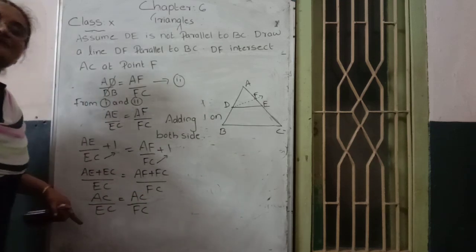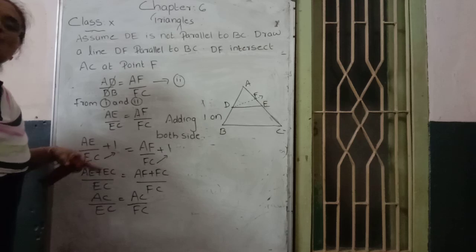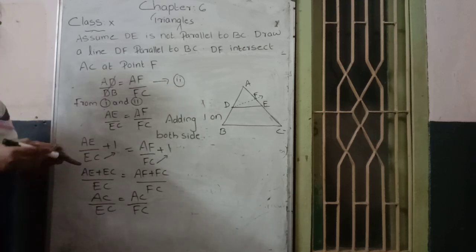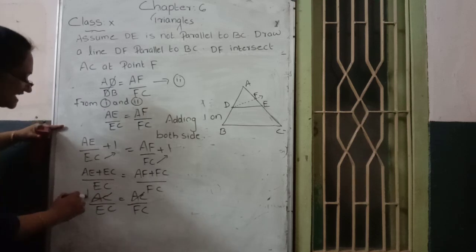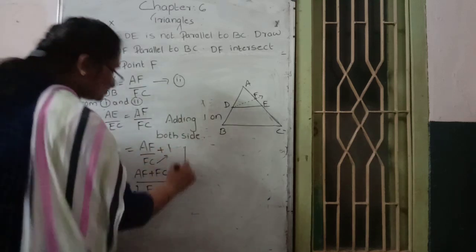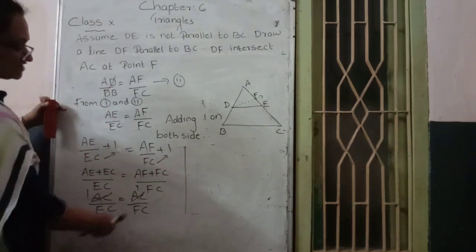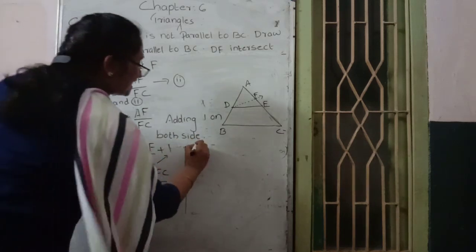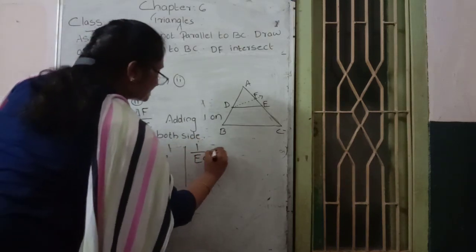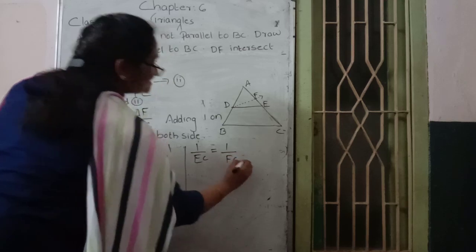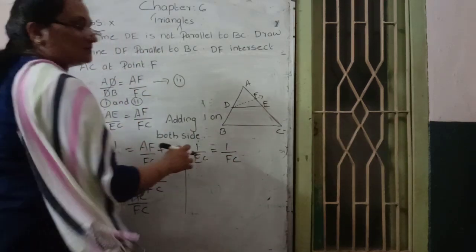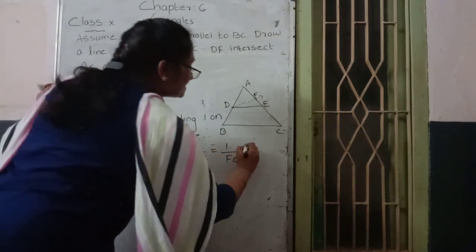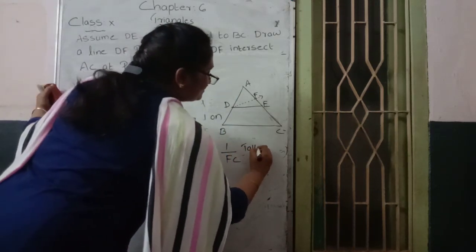See, both the right and left numerators are the same. If the numerator is the same number or the same alphabet, we can cancel it. Same number cancelling gives 1. So how do we reach the result? Here in the side space, note that I write it: 1 by EC is equal to 1 by FC. In this way we are getting there. So take the reciprocal. Here 1 by EC and 1 by FC are there, that's why we take the reciprocal.